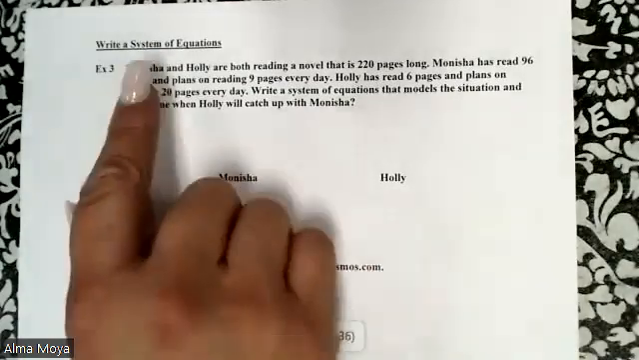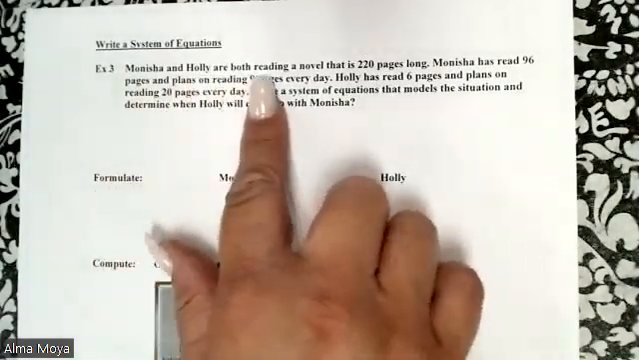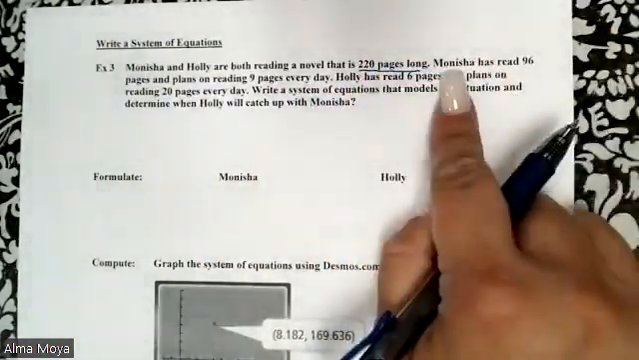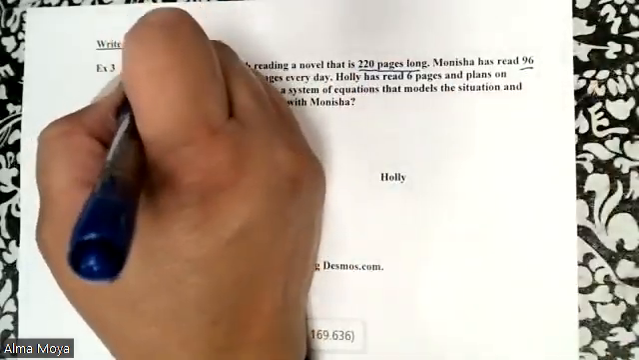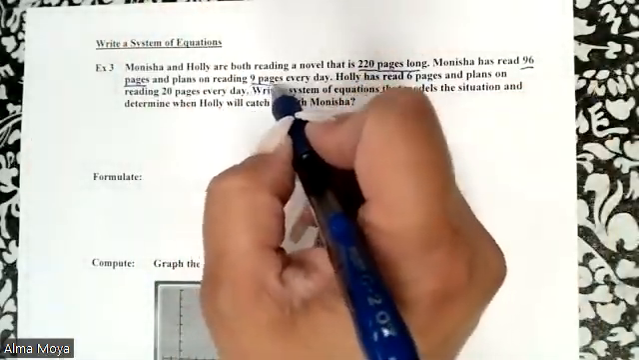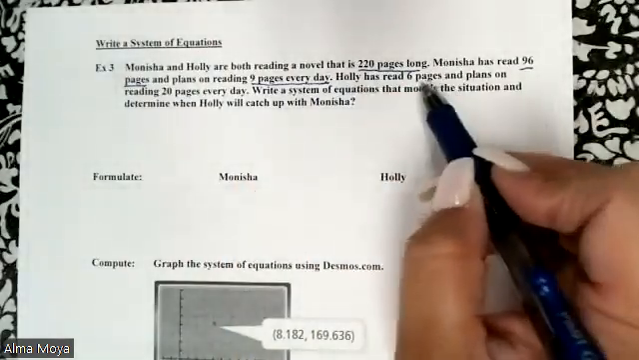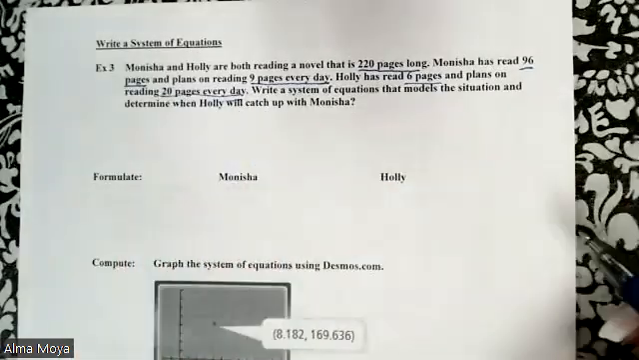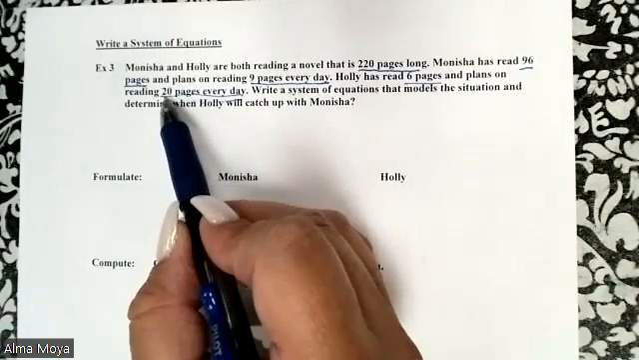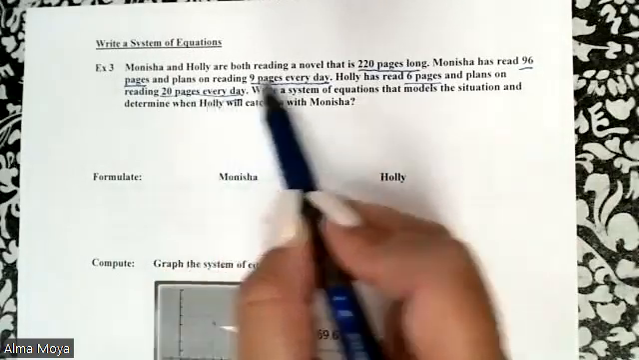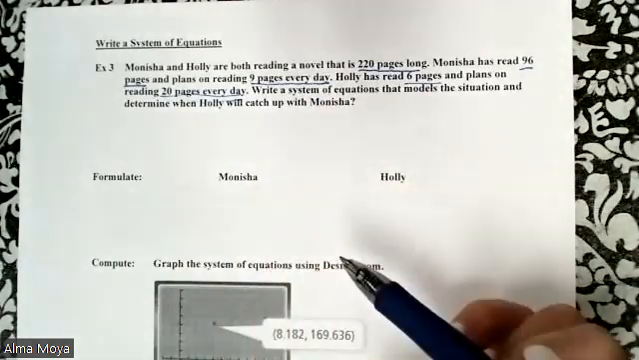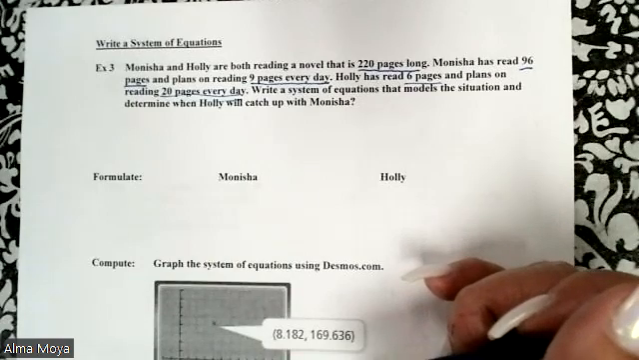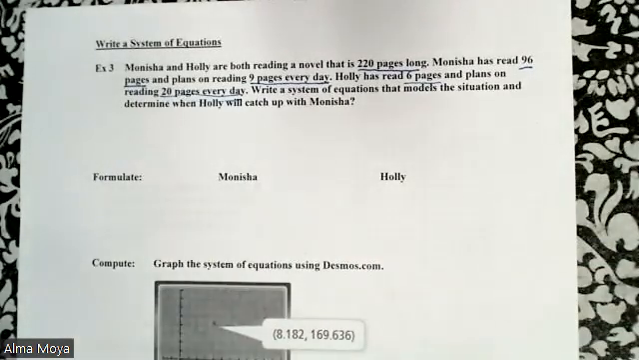Write a system of equations. Manisha and Holly are both reading a novel that is 220 pages long. Manisha has read 96 pages and plans on reading 9 pages every day. Holly has read 6 pages and plans on reading 20 pages each day, every day. So I have a feeling the 20 has to be multiplied by the number of days. Right here, the 9 is going to have to be multiplied by the number of days. Write a system of equations that models the situation and determine when Holly will catch up to Manisha.